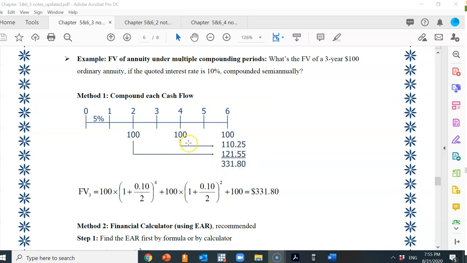For the second 100, we multiply by 1 plus 5% squared. There are 2 half years, we are compounding it from time 4 to time 6. And we have 110.25 as our future value of the second 100.